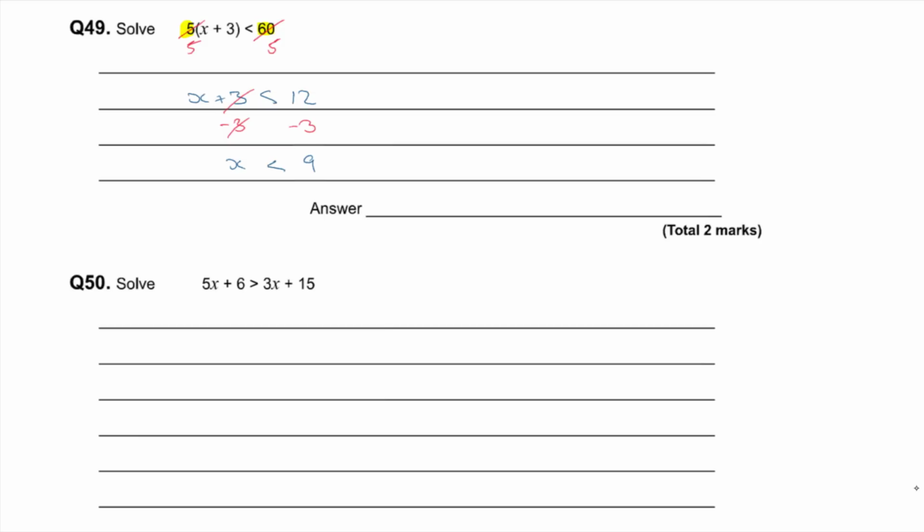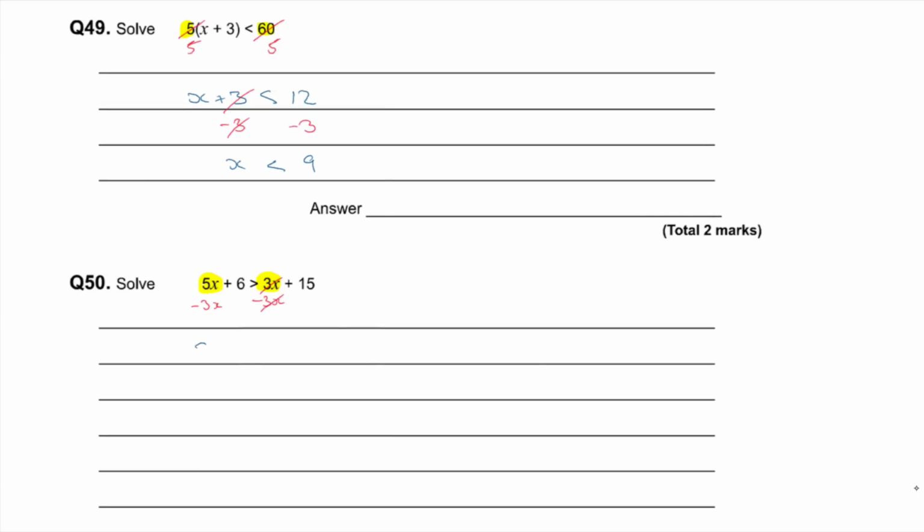Question 50. Again, we looked at this when we were looking at solving equations. I've got unknowns on both sides here, 5x and 3x. So the first step is just to get rid of one of the unknowns. Take the smaller one of the two and subtract that from both sides. That will have the effect of getting rid of one on one side and reducing the size of the other one.